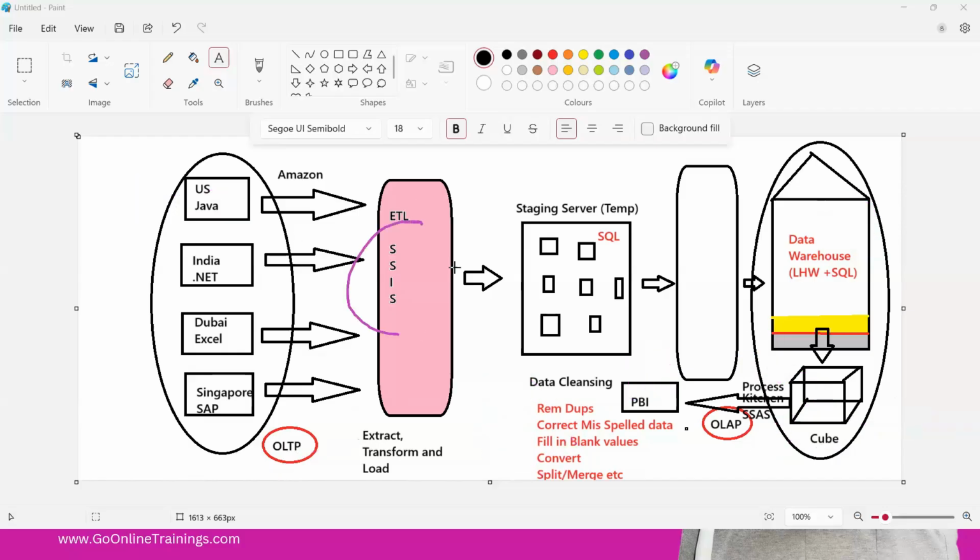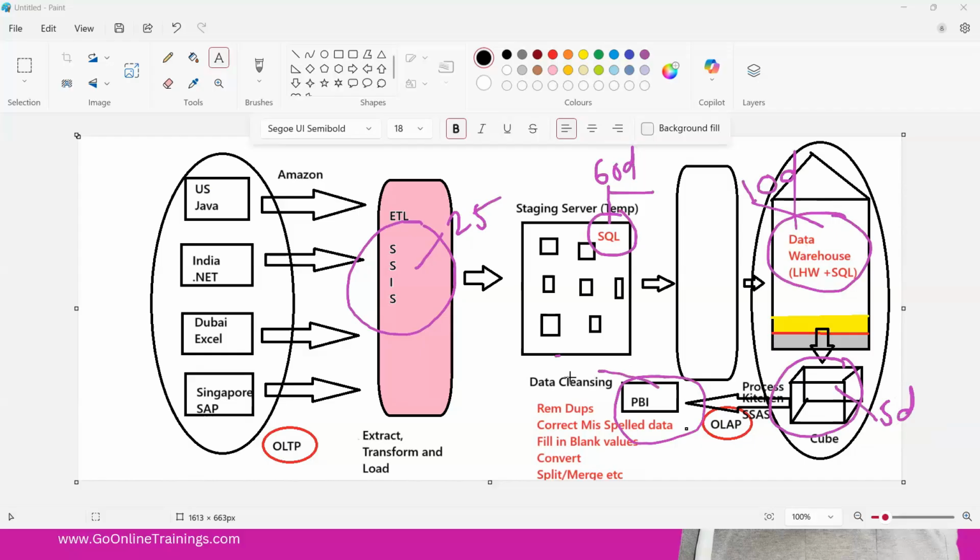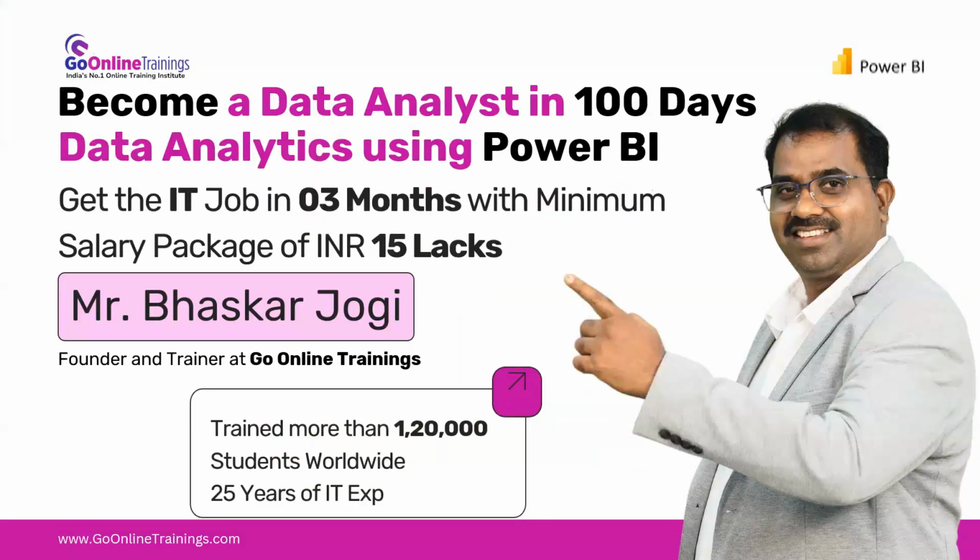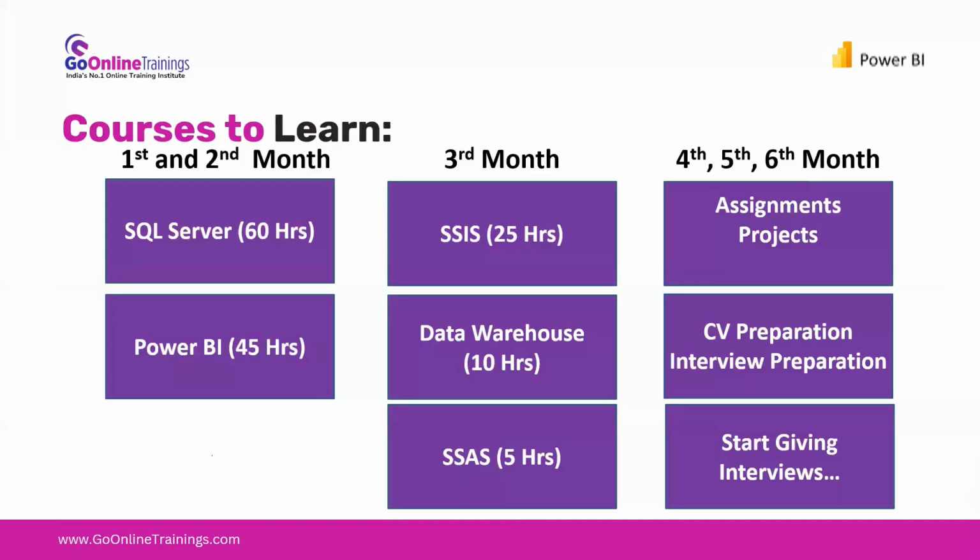So ETL we are going to be learning for 25 days, SQL you need to learn for 60 days, and data warehousing we are going to be learning for 10 days. SSAS cube for 5 days, and Power BI for almost 60 days. So this is the complete course that you need to know, and this is what we are going to be giving. From tomorrow, we are going to be learning SQL Server, Power BI, SSIS, and data warehousing. More importance will be given to SQL Server, Power BI, and SSIS.